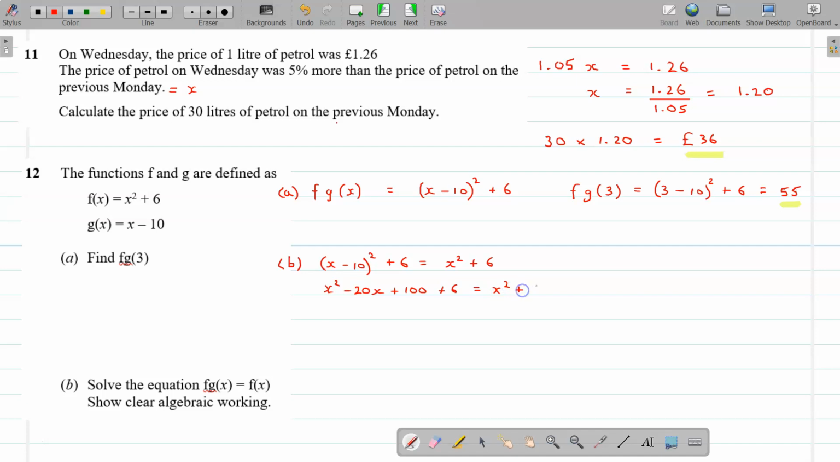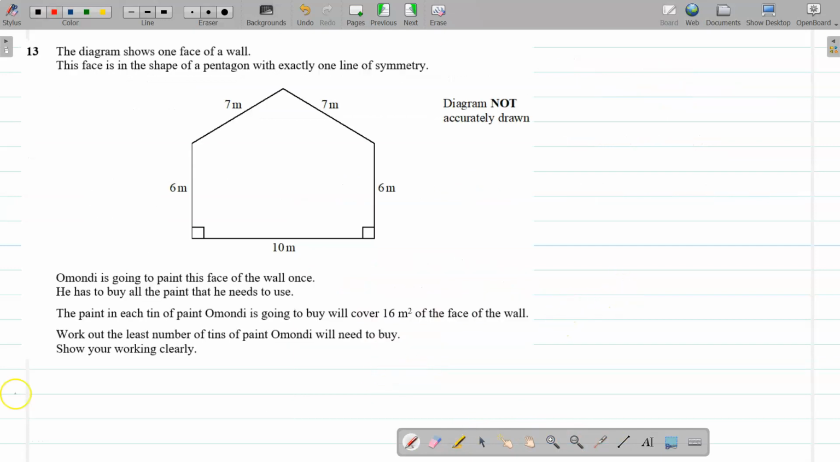Now I can cancel out the x squareds because there's 1 on each side, and there's also a 6 on each side. So I'm left with minus 20x plus 100 equals 0. Therefore 100 equals 20x. And if 100 is 20x, then x must be 5. And that's it. So it's actually worked out quite straightforward to do that question.